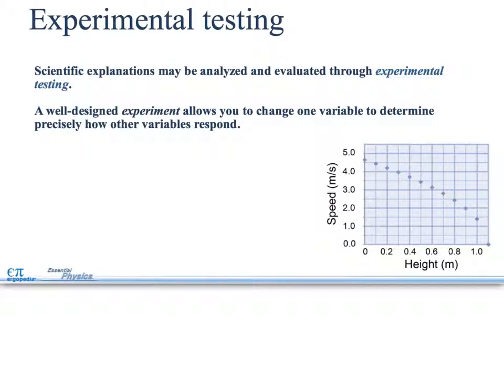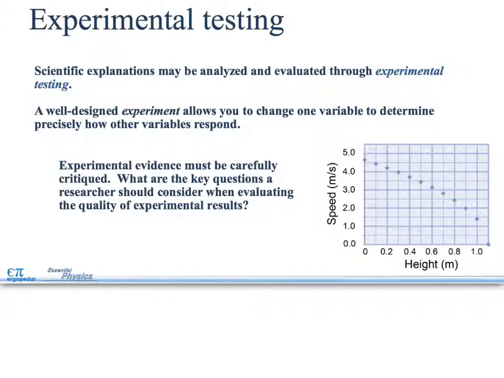And experimental testing. Scientific explanations may be analyzed and evaluated through experimental testing. A well-designed experiment allows you to change one variable to determine precisely how other variables respond. So here we're looking at speed and height, and we have a graph going here with data points on it. Experimental evidence must be carefully critiqued. What are the key questions a researcher should consider when evaluating the quality of experimental results?